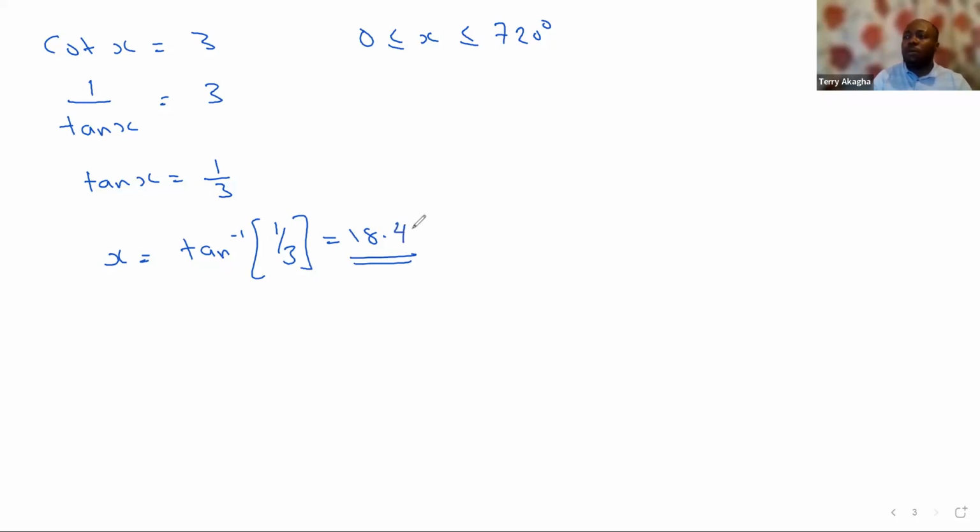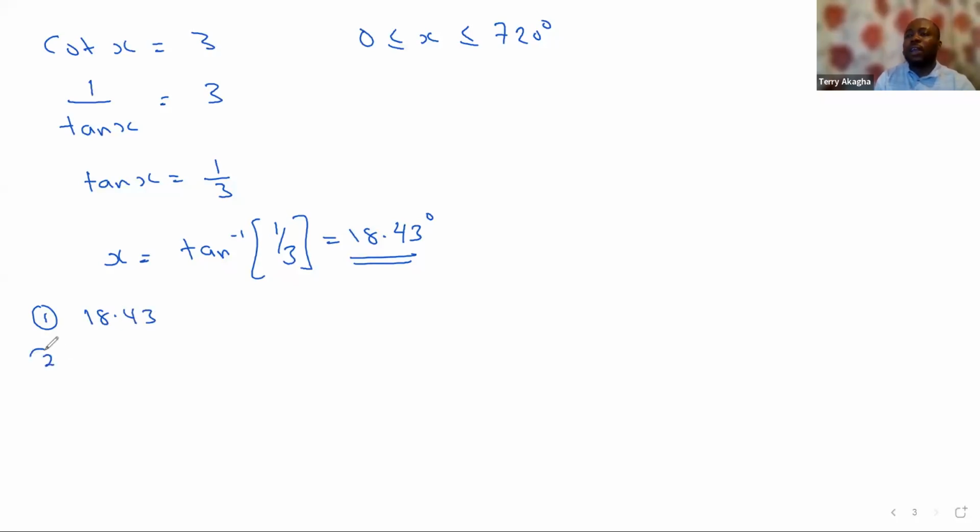Now, the reason we're using degrees is because the range is in degrees as well. I talked about that: when the range is in degrees, definitely you're working with degrees. If the range was in pi, definitely you then have to work with what? Pi radians. So now we've gotten the first angle.